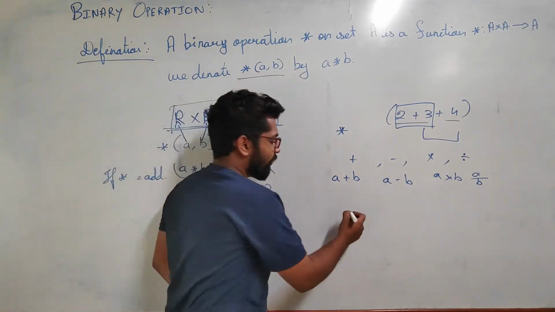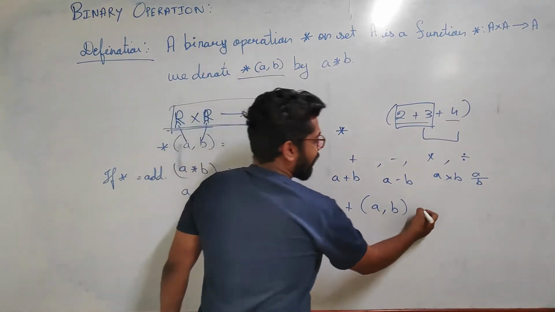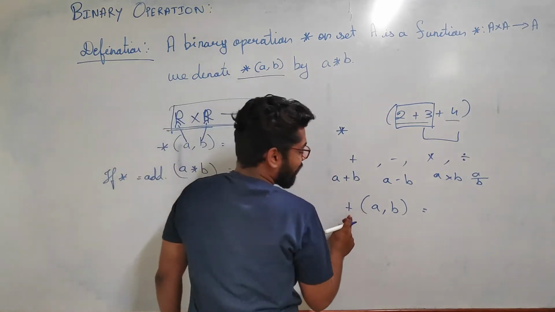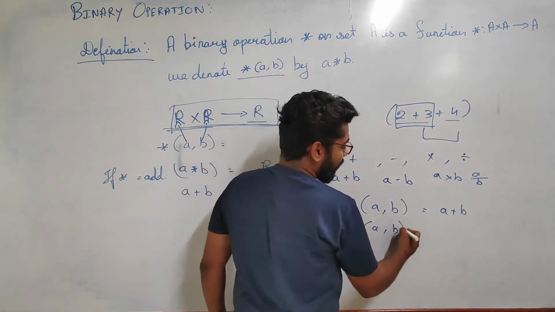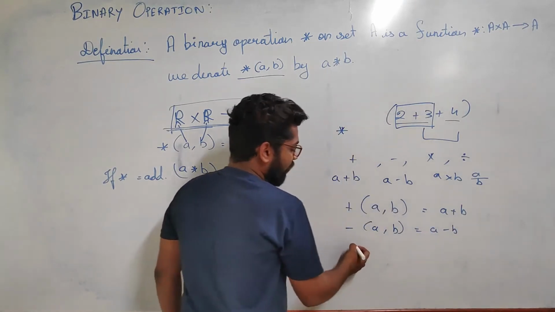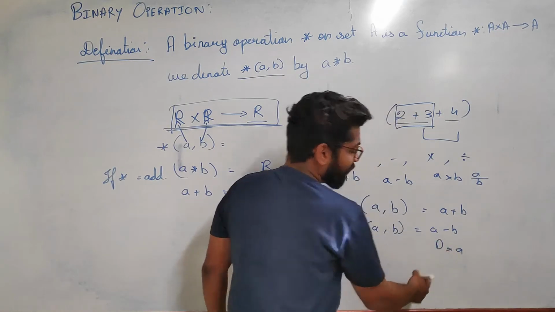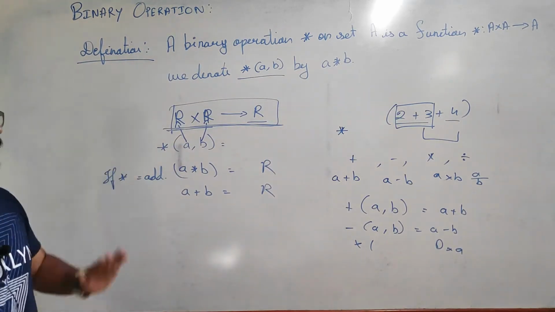It is usually denoted by star of (a, b). For example, plus of (a, b) is defined as a plus b. Wherever star was, plus now comes. If minus of (a, b) comes, then it will be a minus b. If multiplication comes, then it will be multiplication of a and b. Understanding? So this is basically the definition of binary operation.